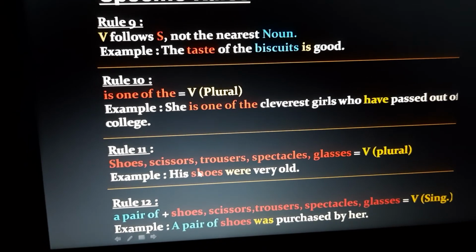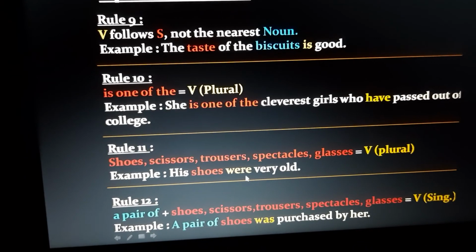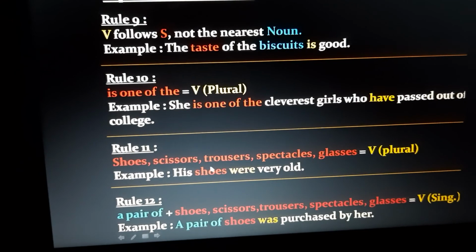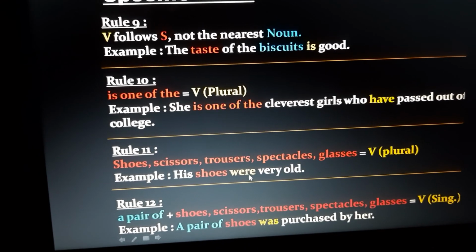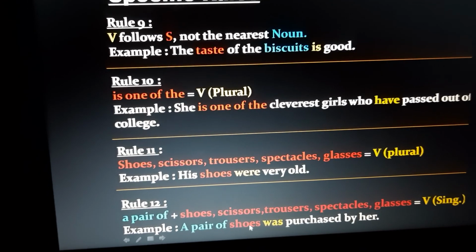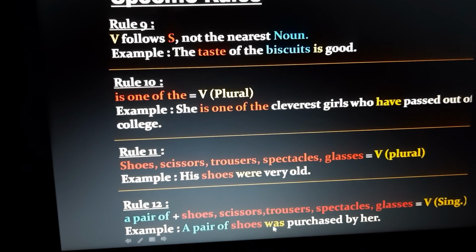Now look at this sentence and compare them. Here we just have shoes. So the verb is plural. Here we have a pair of shoes. So here the verb is singular.